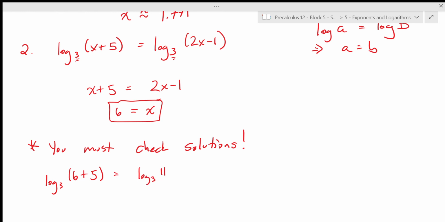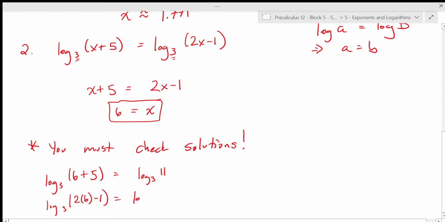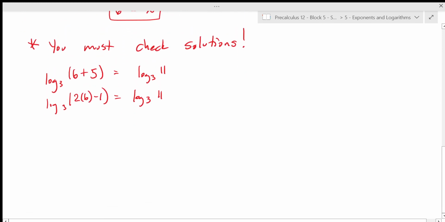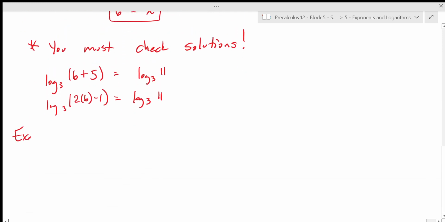That's okay. And on the other side, log base 3 of 2 times 6 minus 1 is also log base 3 of 11. So the number inside is 11. It's positive, so that equation works out just fine. Okay, let us look at a third example. And this is going to be the trickier type of problem.